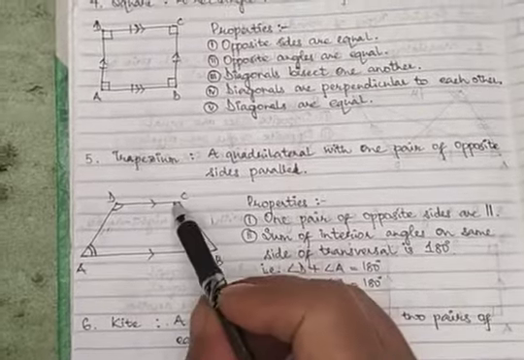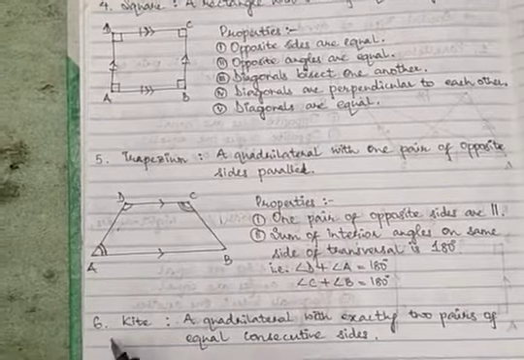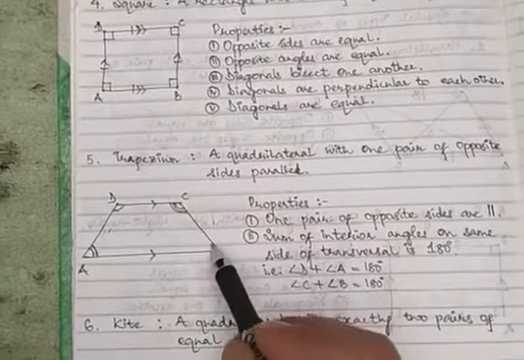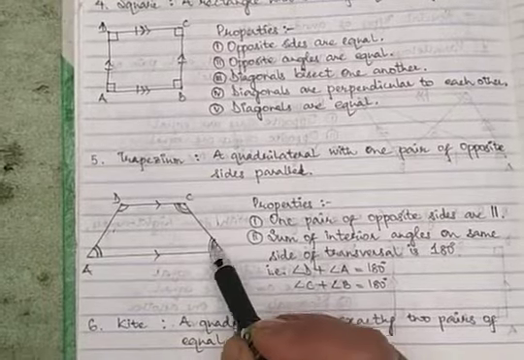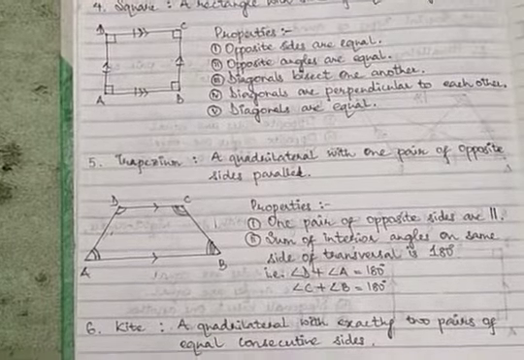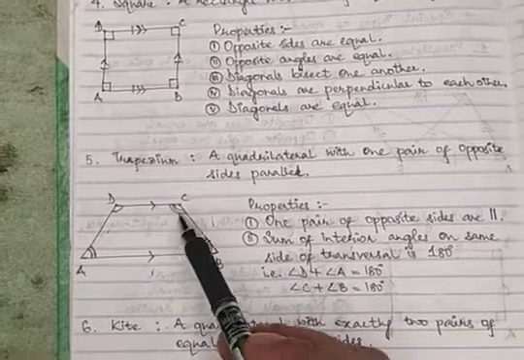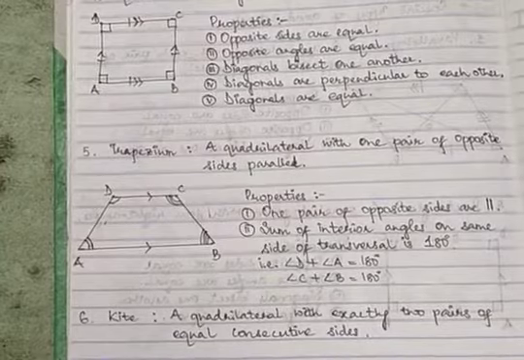Similarly, now I need to mark with 3 arcs, because I cannot use 1 or 2 arcs, I have already used those, so I have used 3 arcs here, and here I need to use 4 arcs. That is why I have done 4 arcs here. Now C and B are also interior angles on the same side of a transversal, so their sum will be equal to 180 degrees.